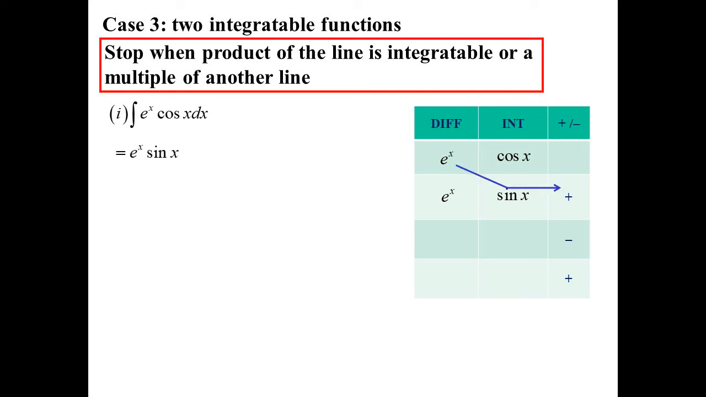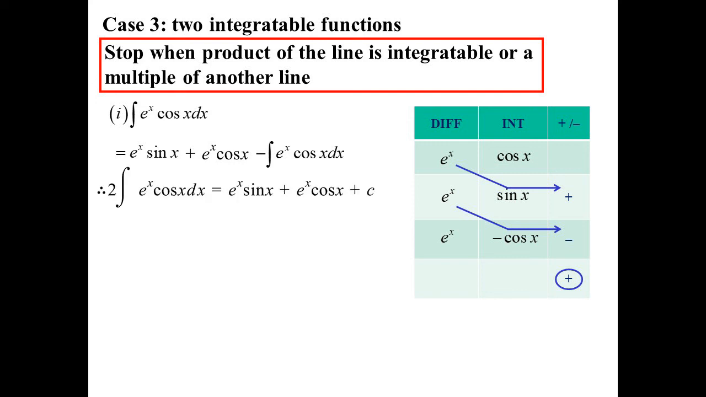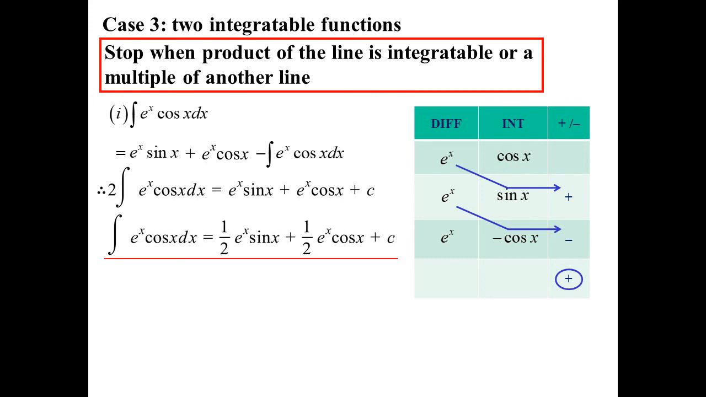Do it again. Tic-tac-toe, next line. e to the x, minus cos x. It is now a multiple of a previous line. So tic-tac-toe for that bit, but now I'll go plus the integral of that multiple of the previous line, which I can move to the other side and divide by 2. There's the answer.